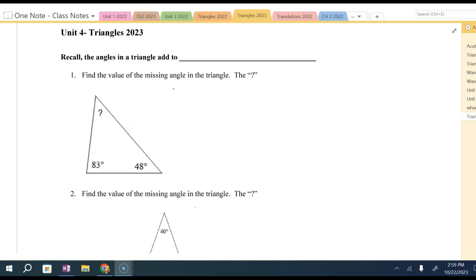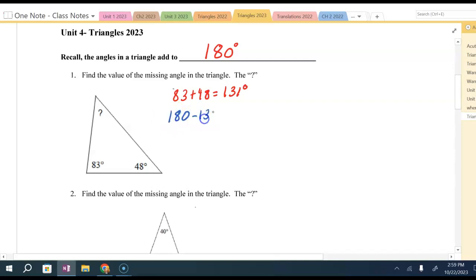Hello, geometry students. Today's lesson is a little review on the triangle sum. Remember that the angles in a triangle add up to 180 degrees. So in the first unit, one way of solving this problem is we said 83 plus 48, and that was equal to 131 degrees. And then we subtracted from 180 to get our answer of 49 degrees.